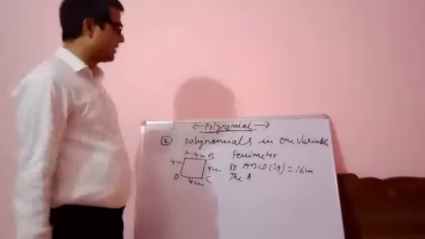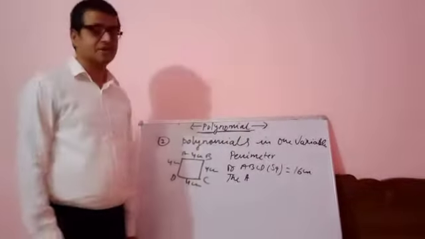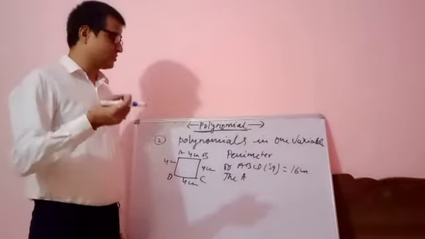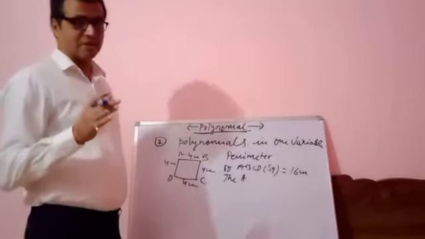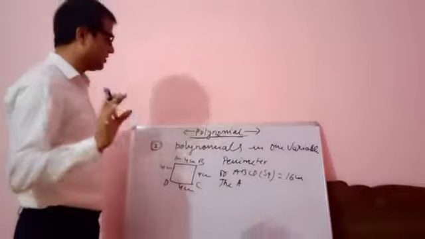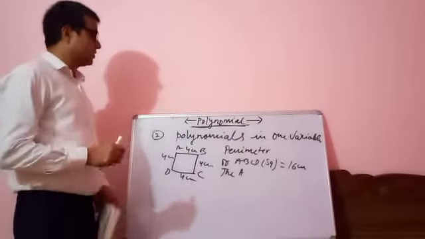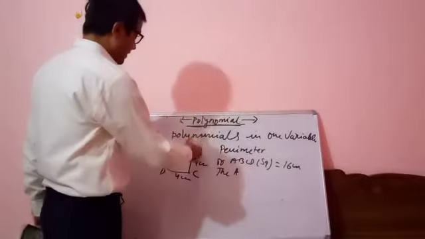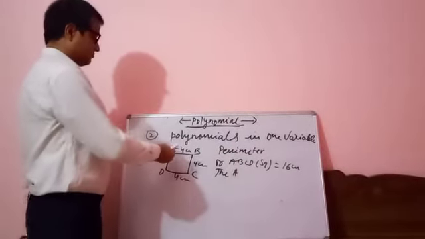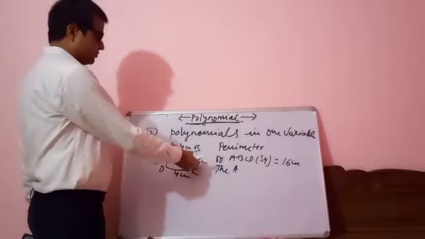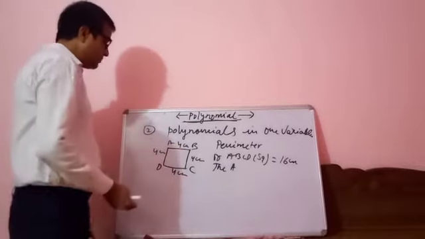We stopped in the last video on how to use this in day-to-day life. It's not possible to give an example of every algebraic expression, but I am trying to give you a bit so that it will make something clear about the polynomial. Now, suppose we have a square ABCD and the length of each side is given as 4 centimeter.